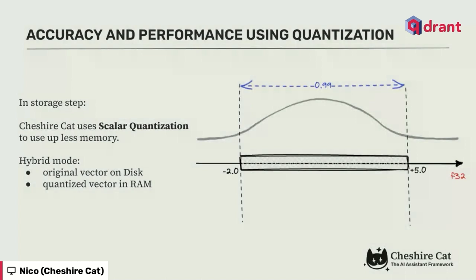With this procedure, we can use less memory in the case of Qdrant scalar quantization. The float32 elements are converted to int8, so a single element needs 75% less memory. In the case of big embeddings, like Jina embeddings or Mistral embeddings with more than 1,000 elements, this is a big improvement.